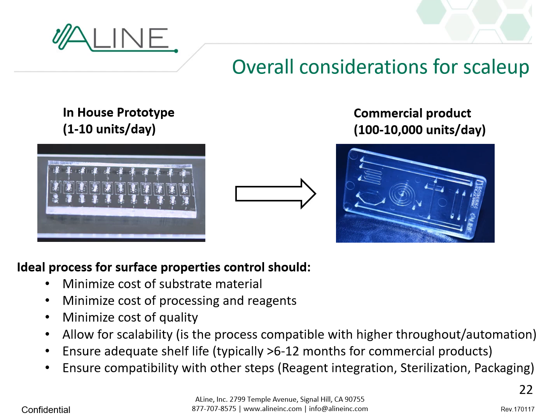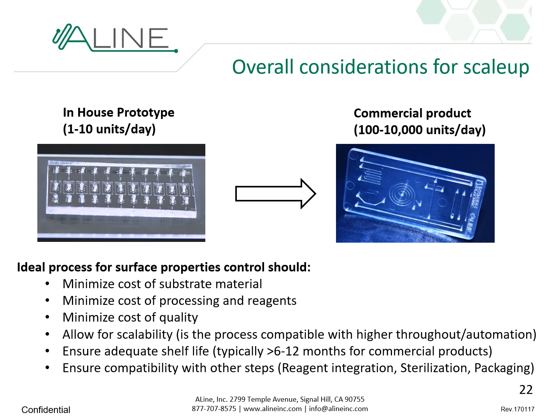the surface property control should minimize the cost of substrate material, minimize the cost of processing and reagents, minimize the cost of quality, ensuring that the coating or the process is actually driving to what we're expecting and guaranteeing that for the customer. Allow for scalability, in this case making sure that this is compatible with higher throughput or automation.